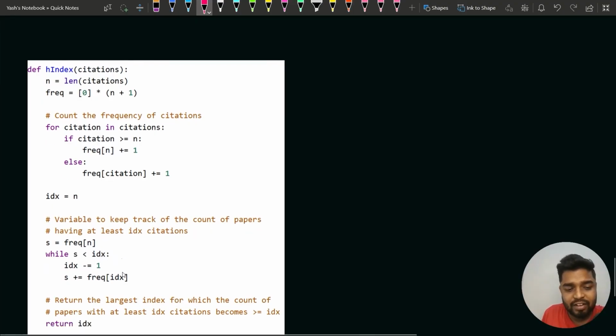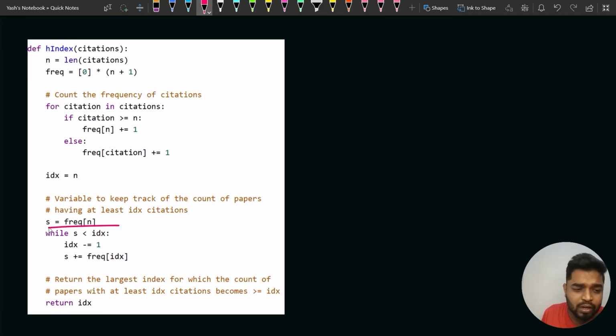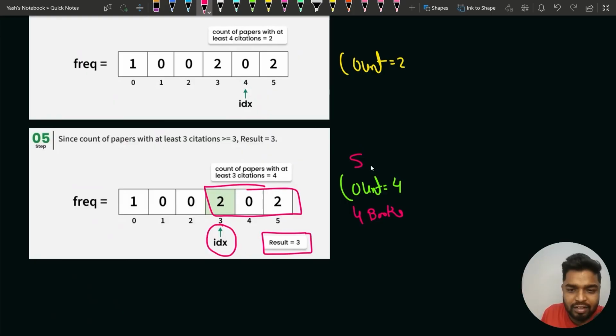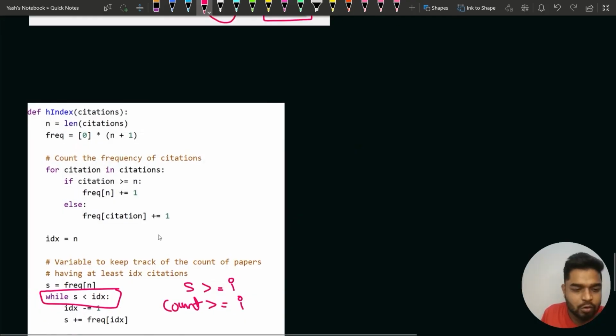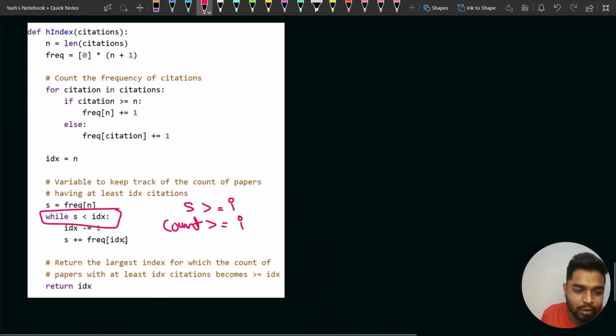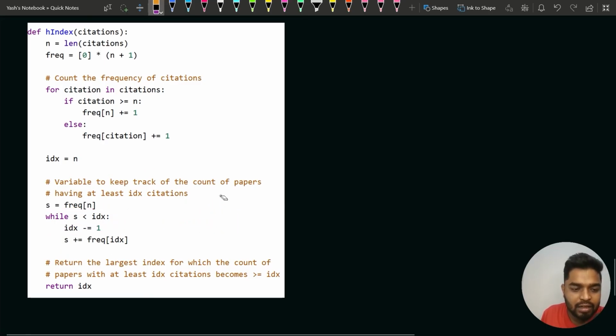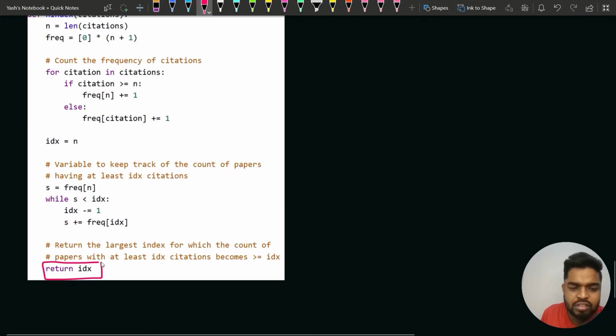Whenever an index satisfies, that is when the loop will stop. Because according to my dry run, if the count was greater than or equal to the index, or you can say if s is greater than or equal to I here, then you can stop there, because that index will be your answer. For example, for this particular index, the s value is 4 here, and the index is 3. So whenever the s value is greater than or equal to I, you can stop here. Otherwise you need to keep on decreasing, and keep on adding the frequency at the index one by one. At the end, you will return the I value. So this is how your code will work.